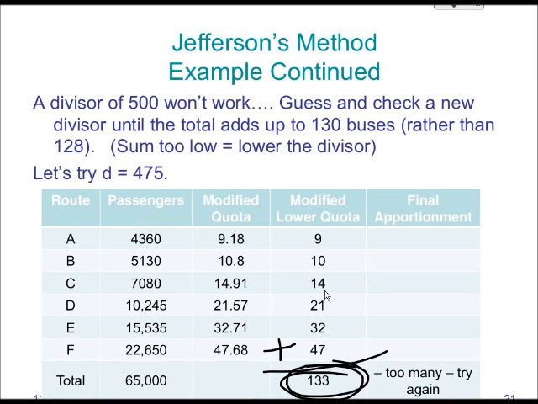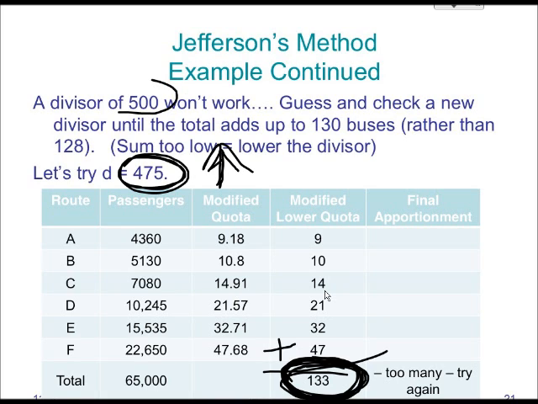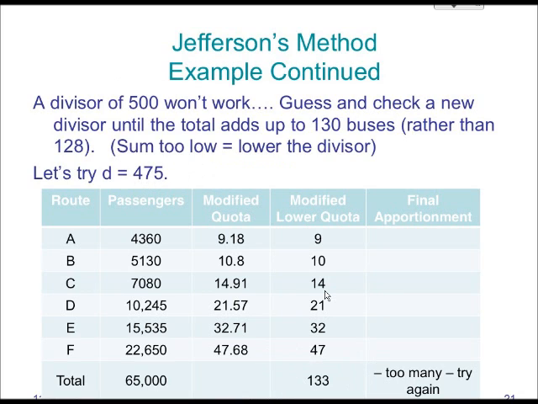So this number right here is too big. So this divisor that we guessed, remember guess and check, has to be raised. So this number too big, raise the divisor. But remember 500 was too big of a divisor, so somehow or another we have to pick some number in between 475 and 500. So again, it's just kind of a random guess and check.